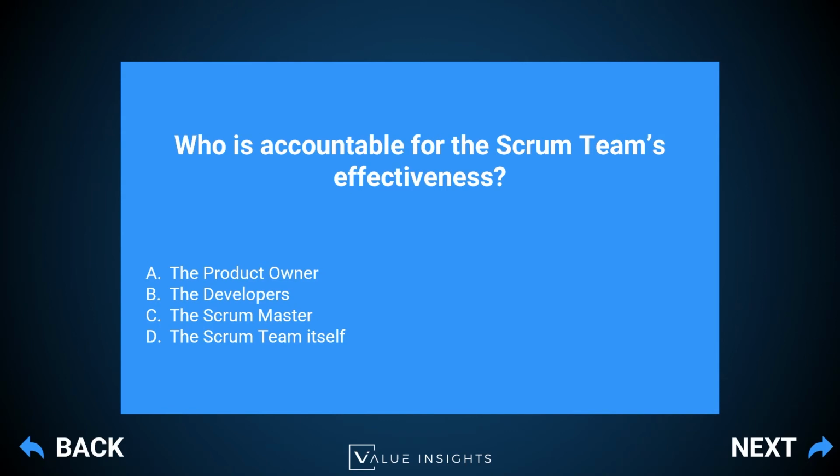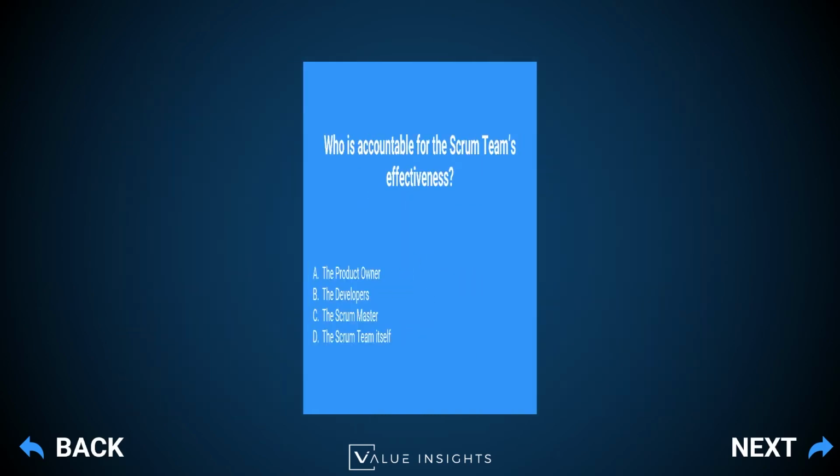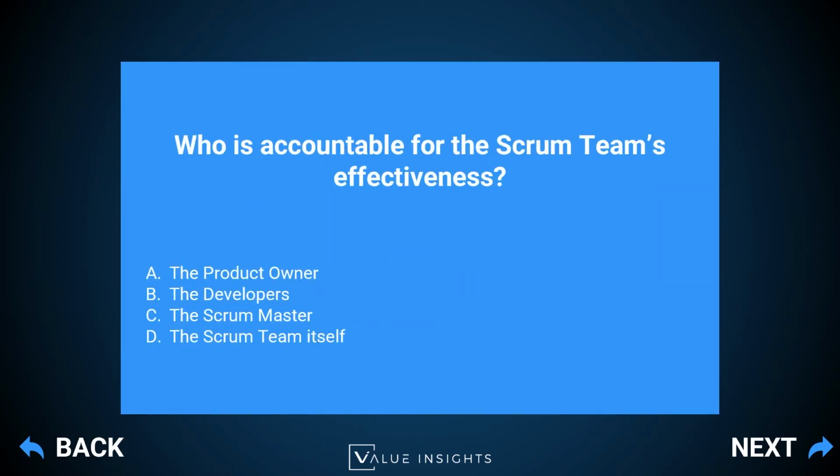Who is accountable for the Scrum team's effectiveness? A, the product owner, B, the developers, C, the Scrum Master, or D, the Scrum team itself. So our answer here is C, the Scrum Master. So why do we have a Scrum Master in a Scrum team? It's mostly to drive the Scrum team's effectiveness. And that's why the Scrum Master is accountable for it.